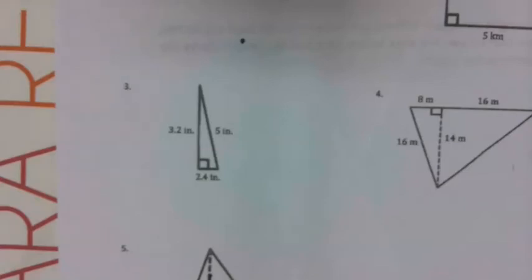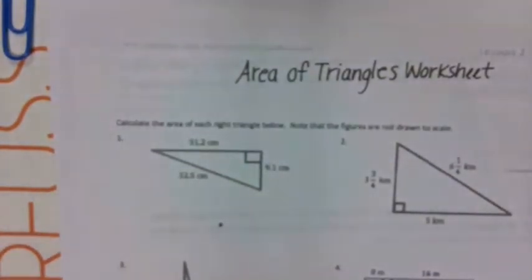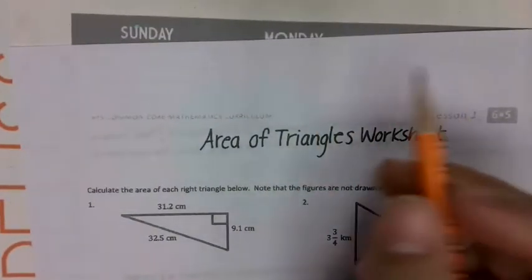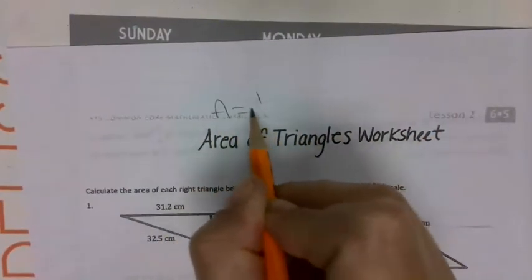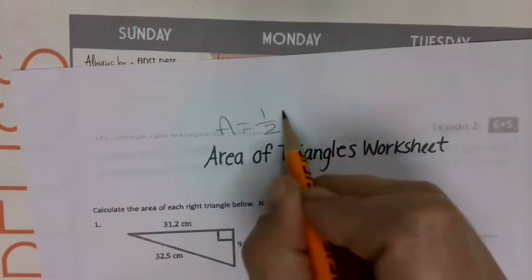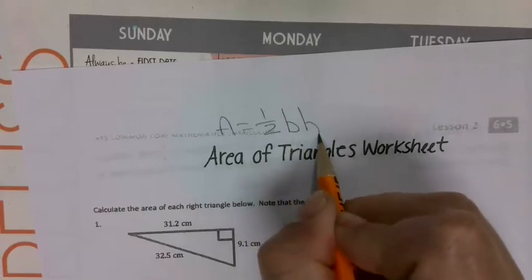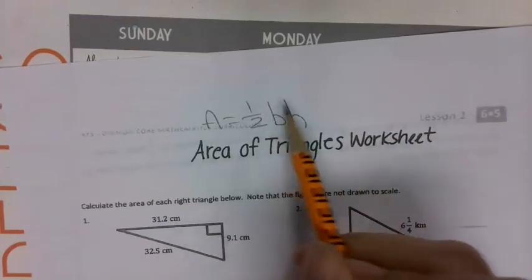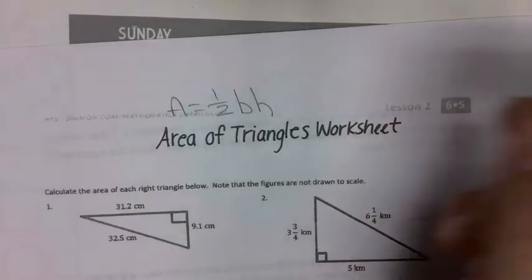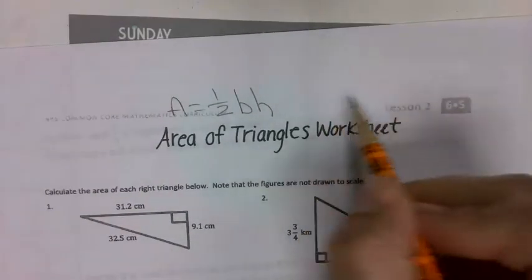So today we're going to find the area of some triangles. And you have just learned the formula. And the formula is area equals 1/2 times B times H, which is base and height.